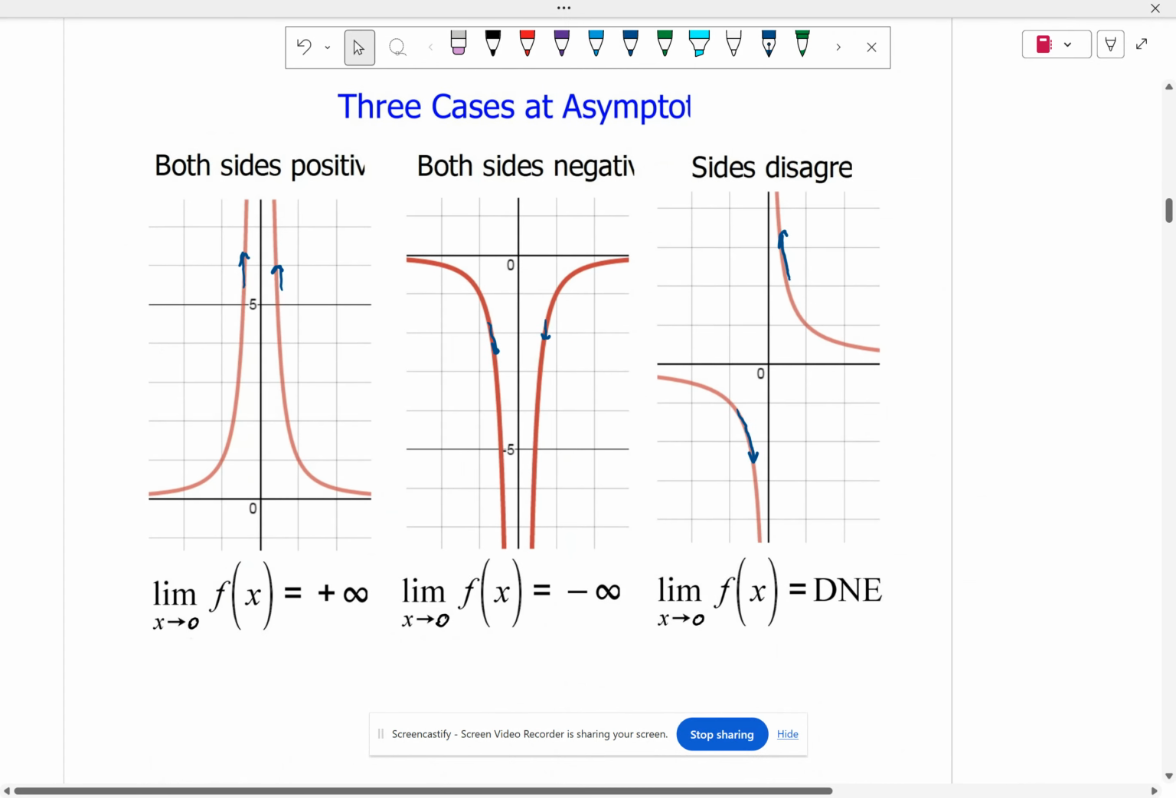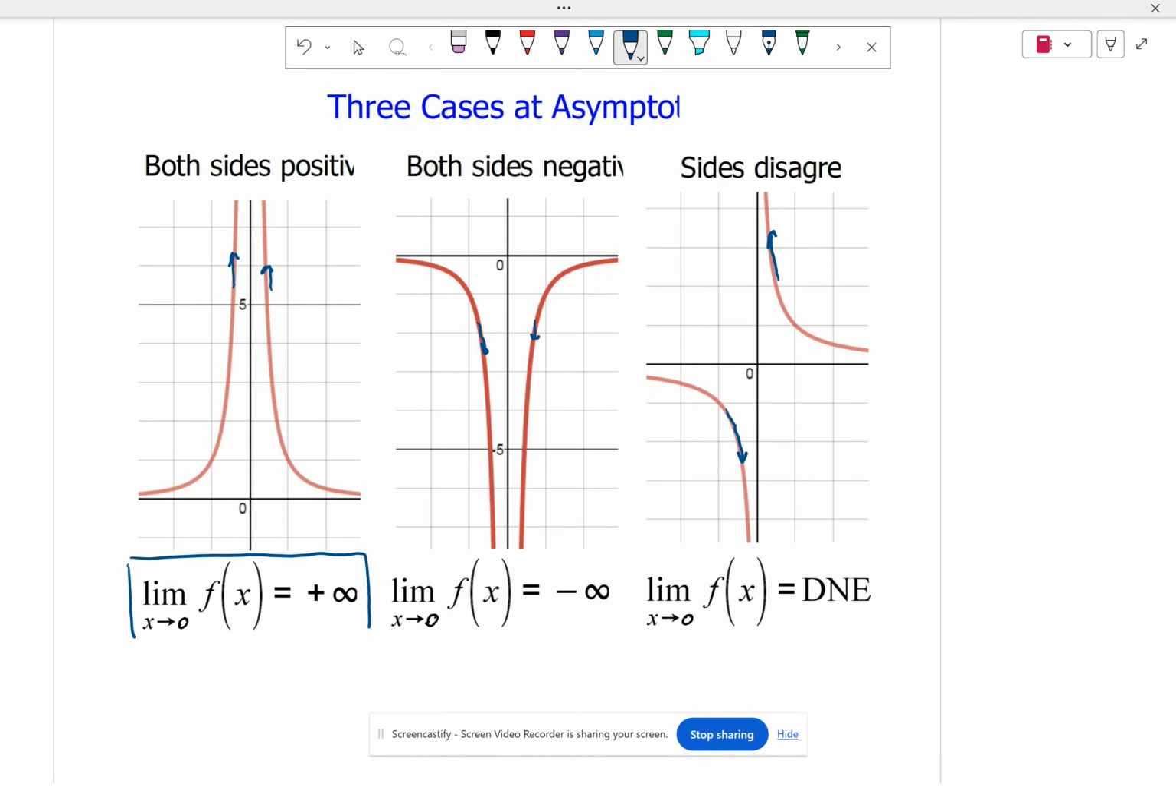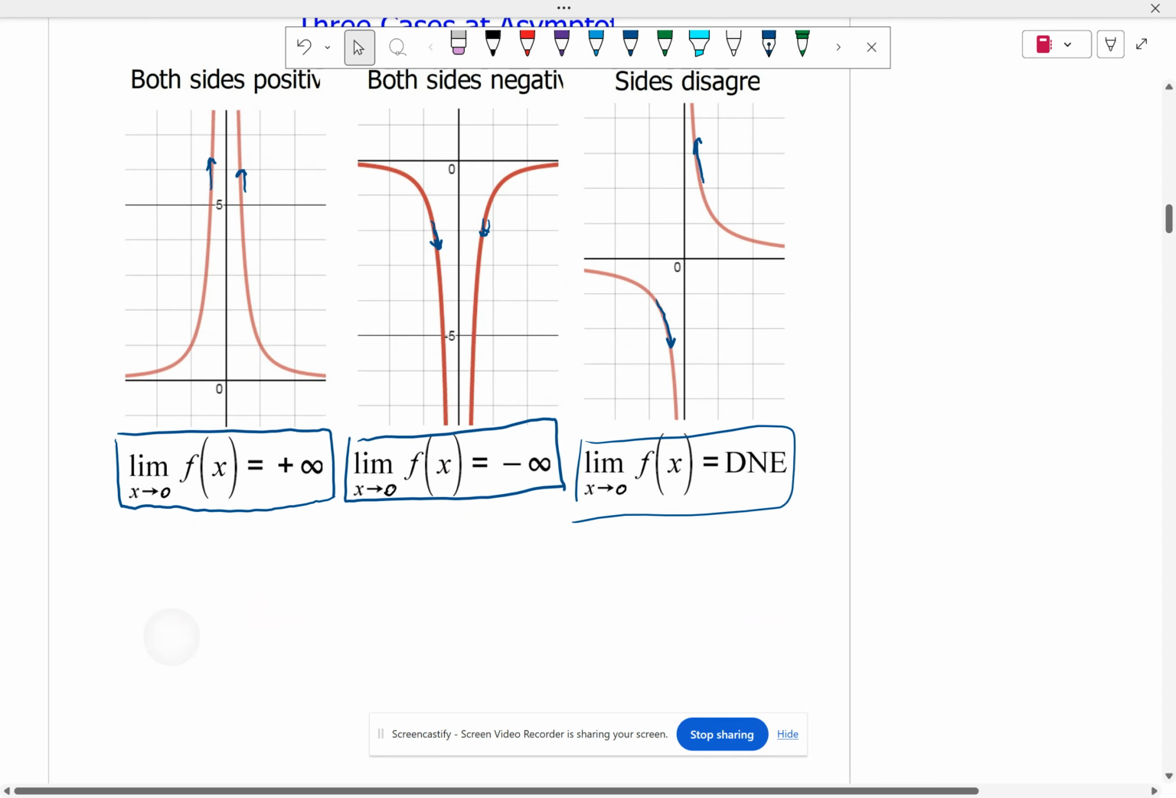Although the limit does not exist in any of these situations, if the function is going to positive infinity on both sides of the asymptote, then we say that the limit as x approaches that value is infinity. If both sides are going to negative infinity, then again the limit doesn't exist, but we say the function is approaching negative infinity as x approaches, in this case, 0. However, if the two sides are going to different infinities, then we say the limit does not exist. That's it for limits at vertical asymptotes.